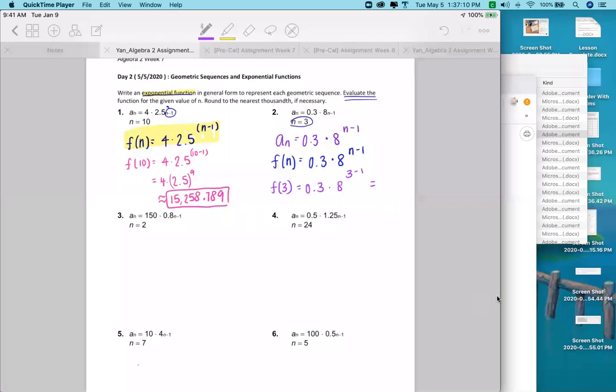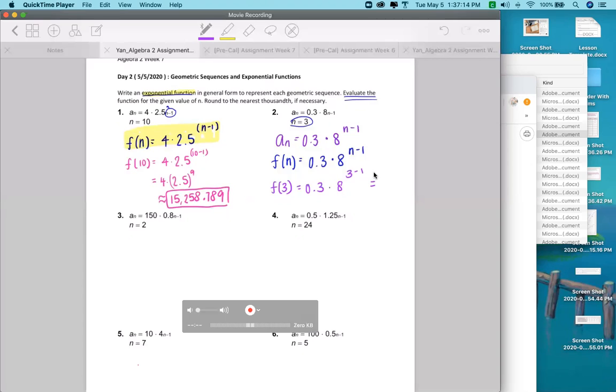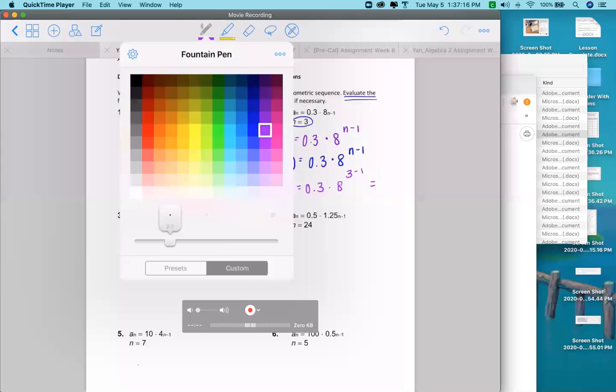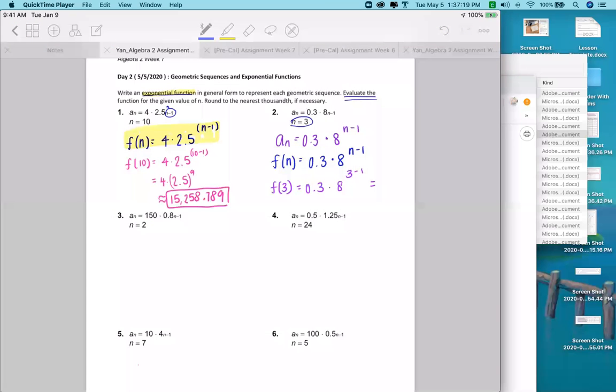Okay, so I see some problems here. Let me go over this real quick. Some of you guys are doing it in the wrong order. Remember, we always want to do exponents first. So that gives you 8 squared. Whatever 8 squared is, that's 64, right? And then we times 0.3. Because according to PEMDAS, remember, exponents come first before multiplication. And then from there, you would have gotten 19.2.